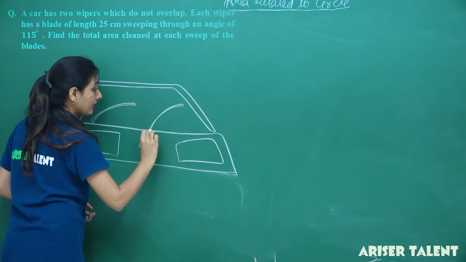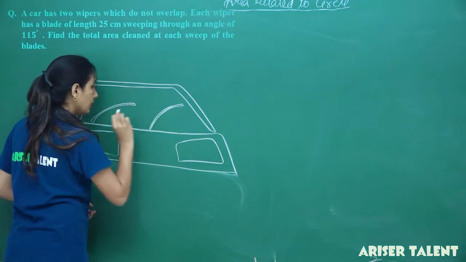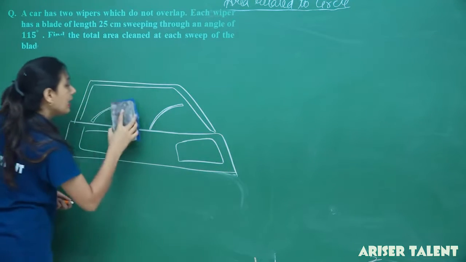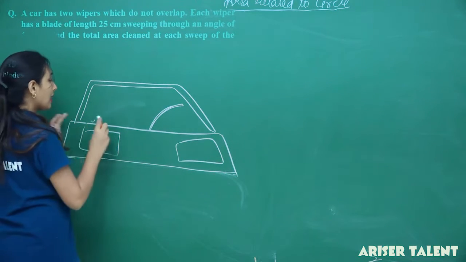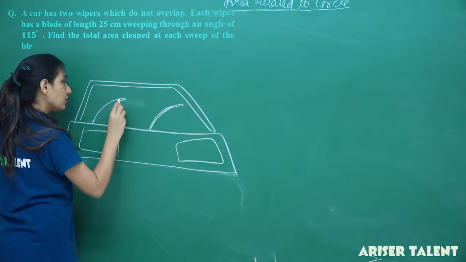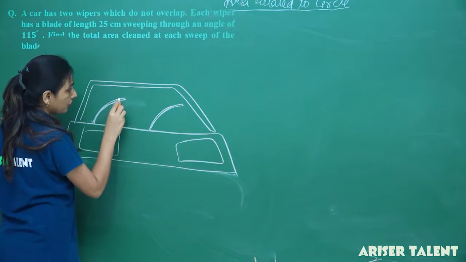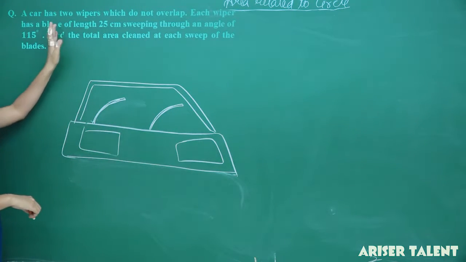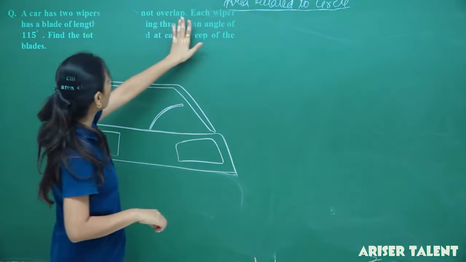How can I say it to you? Students, believe me, have trust in me, I'll let you know. So this is our car and these are wipers. You know the wipers? Very useful in the rainy season. A car has two wipers which do not overlap.